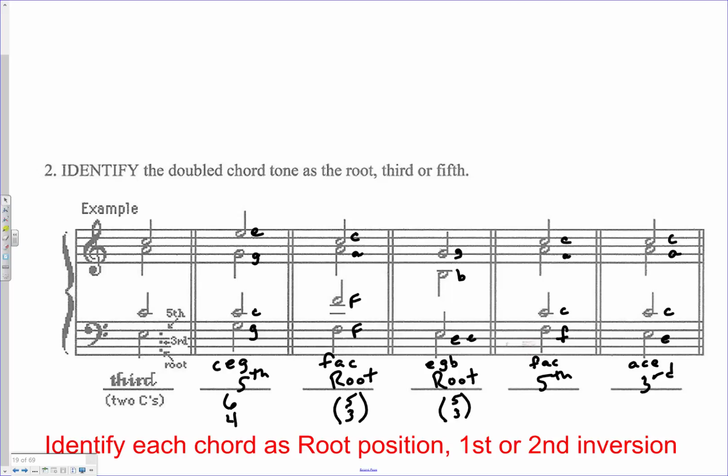The next measure, the root is in the bass, so that's also 5/3. In this last example, we have an A C E triad. The E is the fifth, which is in the bass. So that means that this triad is in second inversion. So that gets a 6/4. And that's how you would do that.